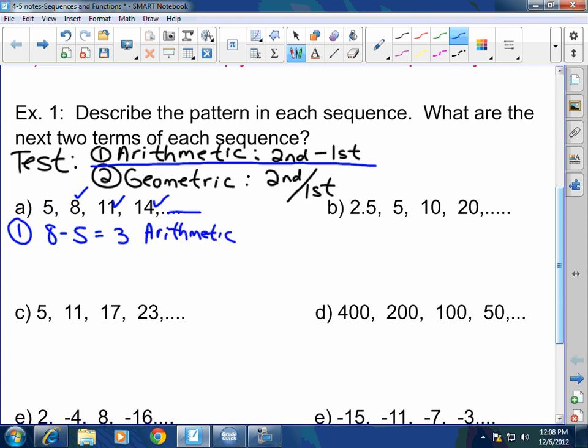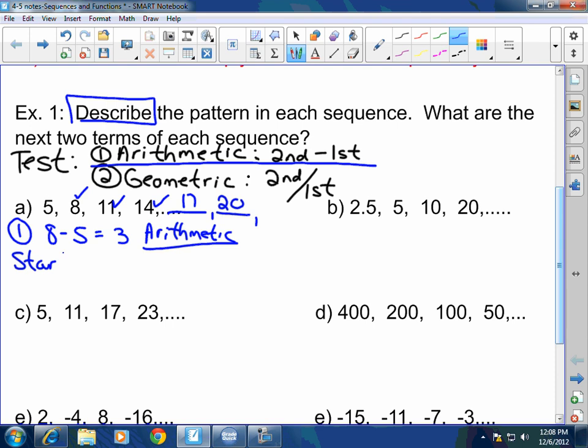Okay. What are the next two terms? 17 and 20. And now, describe the pattern. When we describe the pattern, it's not just naming it arithmetic. That's naming the pattern. But describing the pattern, you would follow the following procedure.